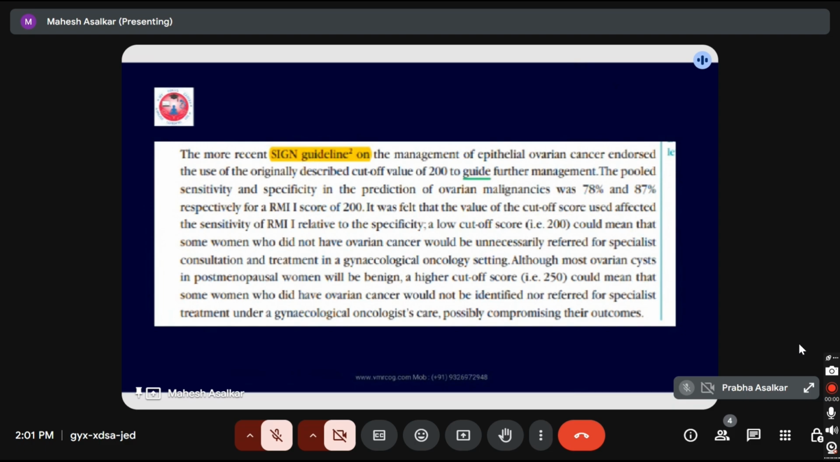But when you use a higher cutoff, it may happen that those who have the cancer will be treated at a local level. If the cutoff of 250 is used, then between 200 and 250, the patients with cancer will be treated at local gynecological services, and that will compromise their outcomes. Is it clear? Yes, sir. Okay, so the cutoff of 200 is more appropriate, because there will be no compromising of the outcome.